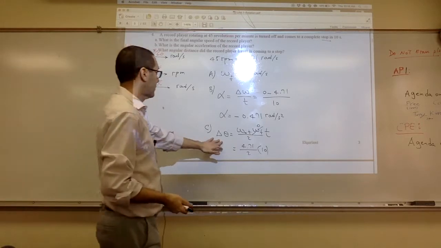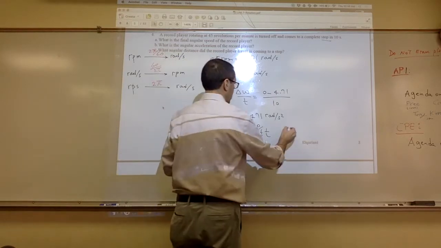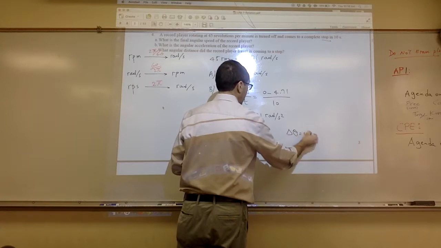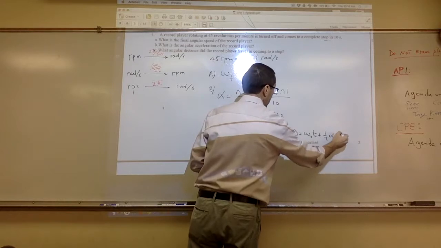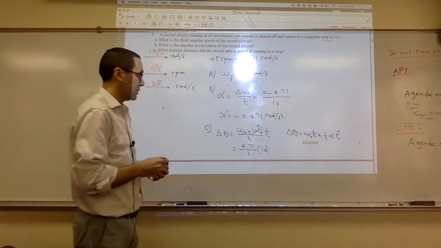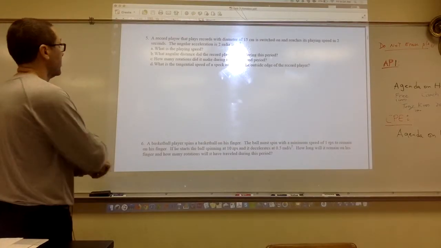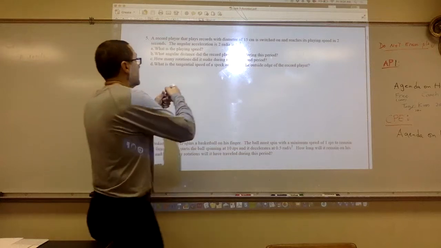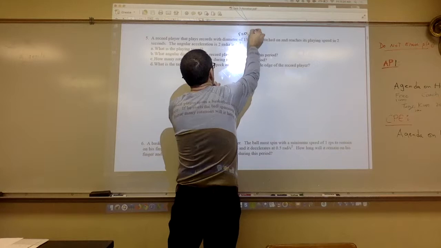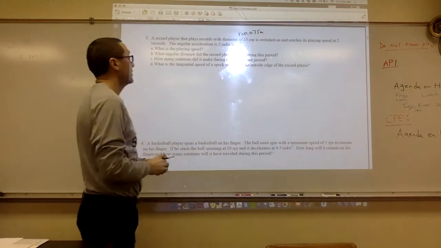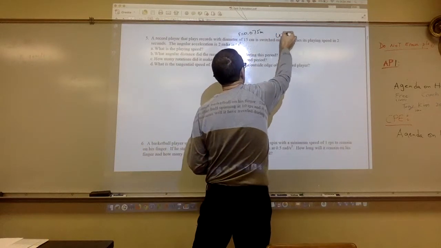Now, could we have used another formula here? Yeah, we could probably. We have choices here. Delta theta equals omega initial times t plus 1/2 alpha times t squared. You can do that. But I think the one I did earlier is simpler. All right, number 5, it says a record player that plays records with a diameter of 15 centimeters. So the radius is 7.5, so it's 0.075 meters.